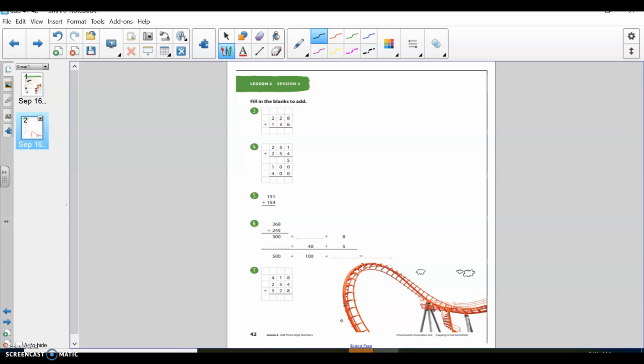And number 7, you are going to practice adding three-digit numbers together. Please let me know if you need any help.